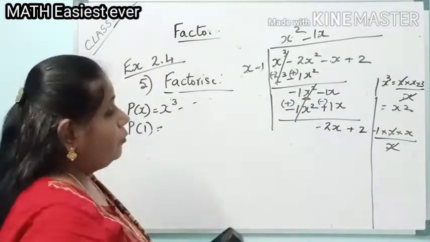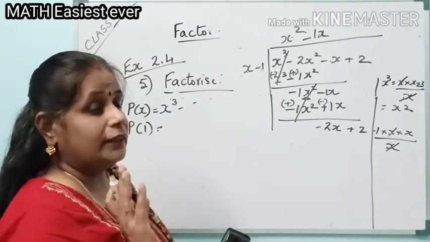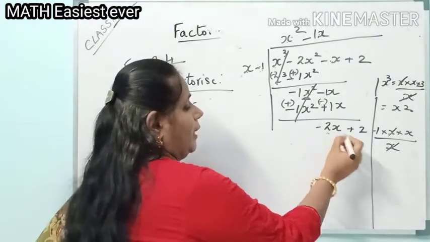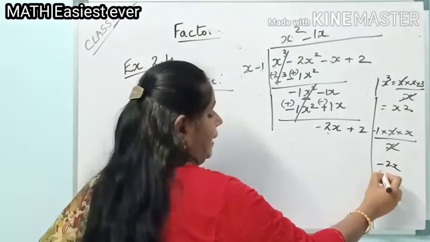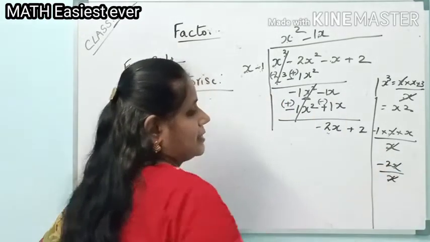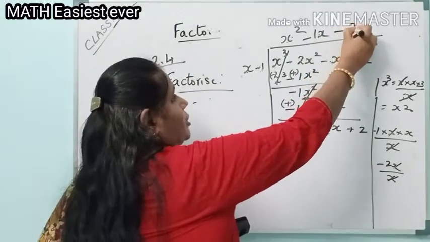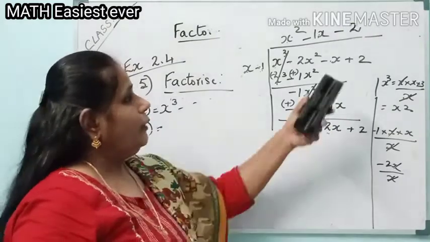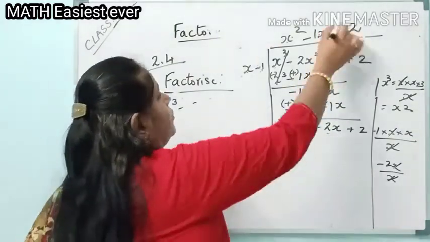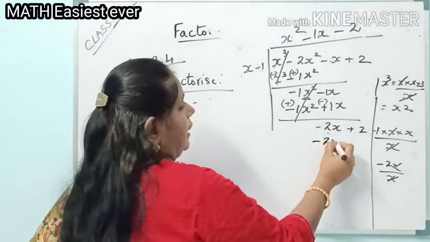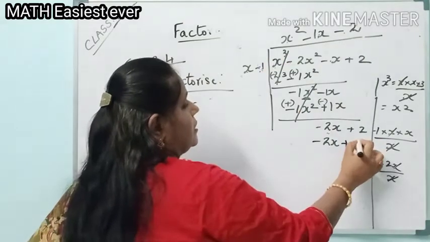Okay, now we are going to find the third term of the quotient. How do you find the third term of the quotient? Take this minus 2x and divide with the x. So x gets cancelled and you will have minus 2. Now you got the third term of the quotient as minus 2. Now take this minus 2 and multiply with these two terms. So minus 2 into x is minus 2x. Minus into minus is plus. 2 into 1 is 2.